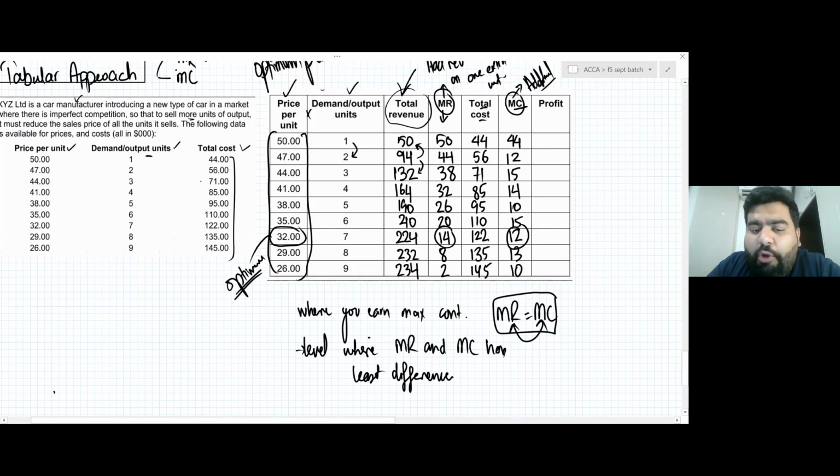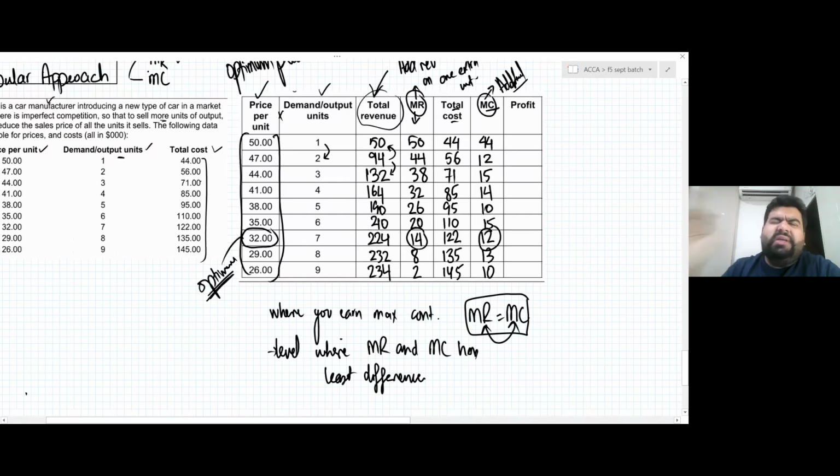We know that at the optimum price the profit is maximized. The maximum profit you can earn is at the optimum point. Let's see the profit. There is another column of profit. How can we calculate profit? Total revenue minus total cost. Obviously revenue minus cost is profit. So we have revenue as well as cost, and I'm just deducting cost from revenue now.